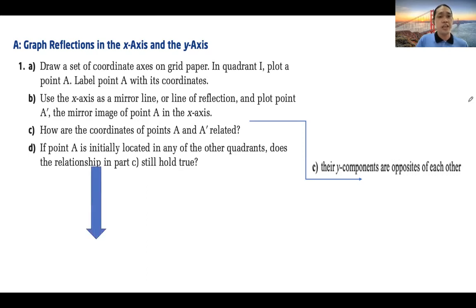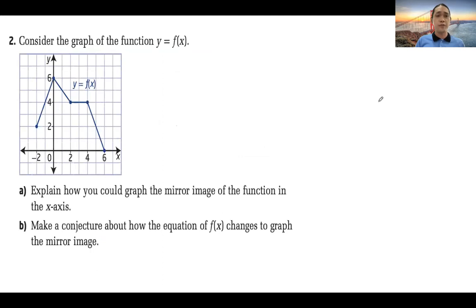I want you to think about it, and I hope you have the same findings. Also, if point A is initially located in any of the other quadrants, does the relationship in part C still hold true? Let's think about it. The answer is yes, actually. Of course, consider the graph of the function y = f(x), as you can see on the graph. Then explain how you could graph the mirror image of the function in the x-axis. How do you think you do it? What do you think? Let's see.